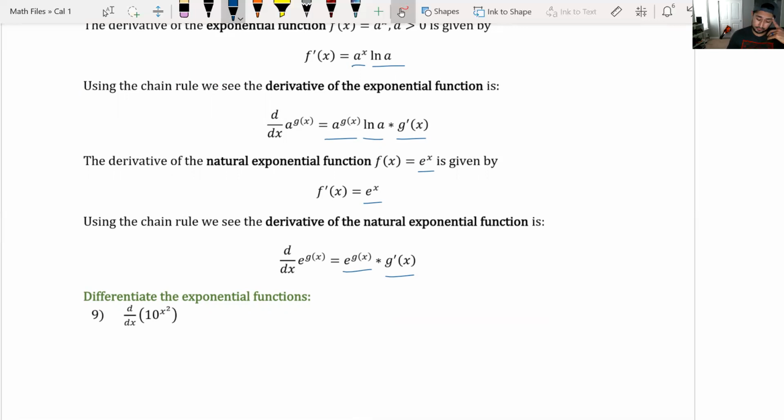Okay, let's try them out. First one, d over dx of 10 to the x squared. This is going to use the chain rule derivative for the exponential function. The derivative is just going to be 10 to the x squared times the natural log of that base of 10 times the derivative of the exponent. The derivative of x squared is just 2x. That's it. We can't do anything else.